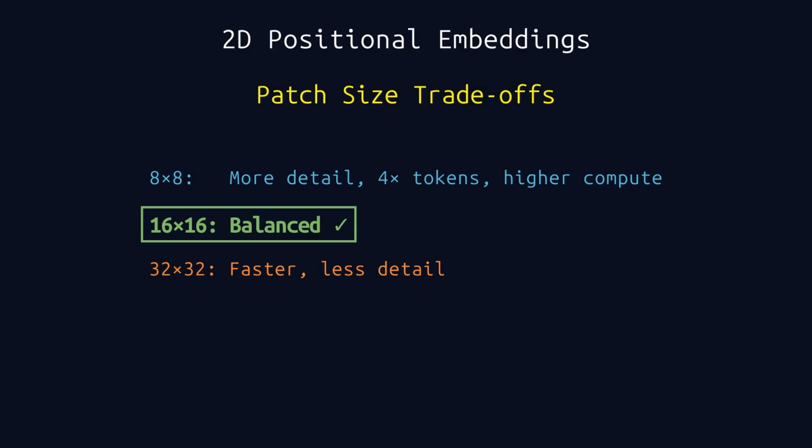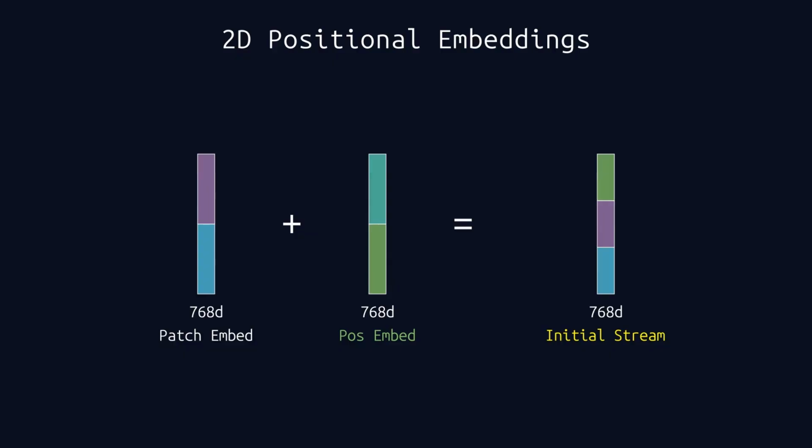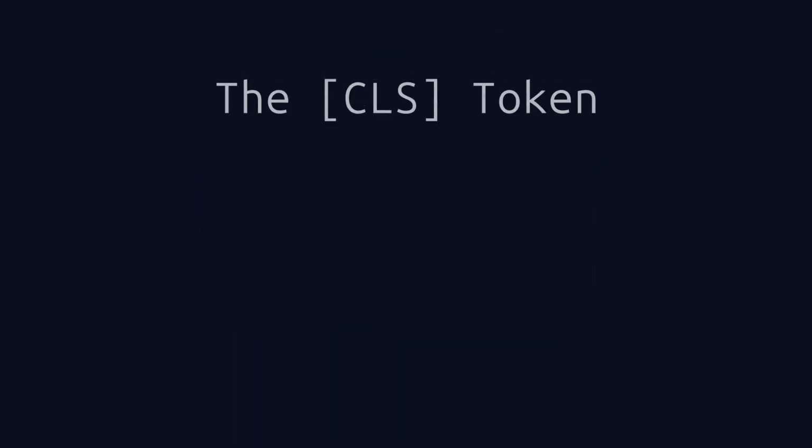So we have 196 learnable position vectors, one for each patch position. We add the appropriate positional embedding to our patch, giving us our initial representation in the residual stream. The network now knows what's in this patch and where it is in the image.